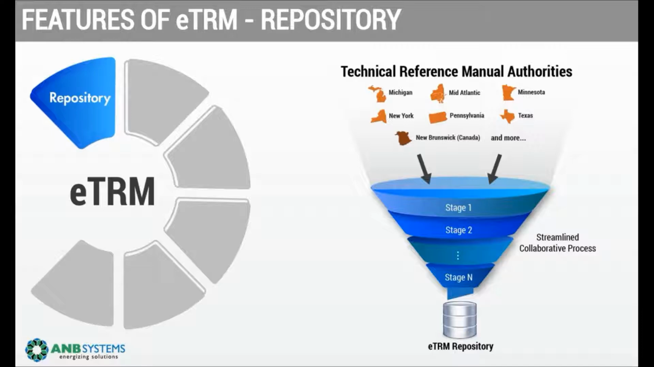eTRM is designed to act as a central repository for all published measures. Various jurisdictions remain independent of each other within the platform. Each jurisdiction has the ability to define its own process in the development of the respective technical reference manual within the platform. eTRM helps to streamline the development process with defined roles and responsibilities at each stage of a predefined process.